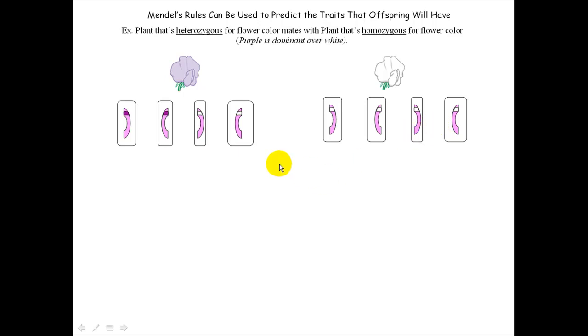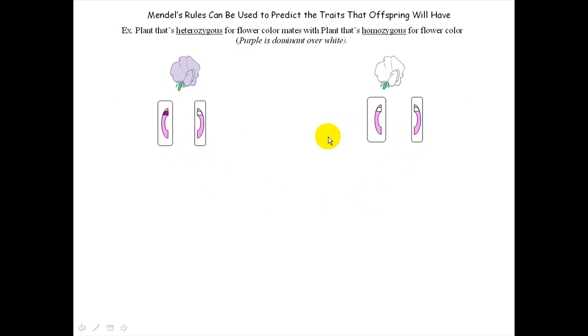In order to simplify, how about if we get rid of some of the duplicates? We know here that it'll be 50-50 as far as alleles in the gametes, purple to white. So to simplify, we'll just get rid of the extras, 50-50. We'll get rid of some of the extras here. Now that you know what the gametes from each plant look like, you can predict the chances that the offspring will have a particular trait.